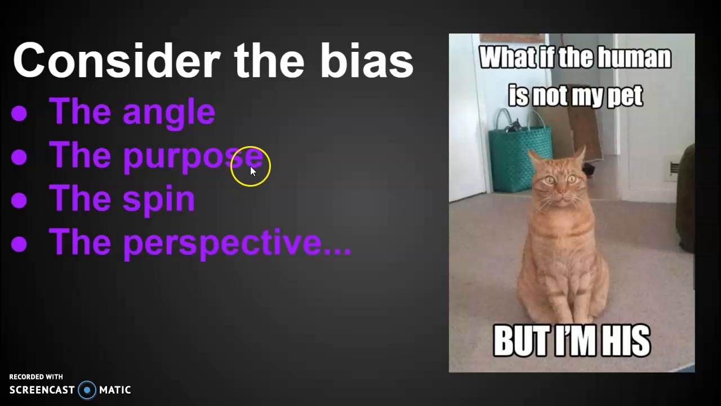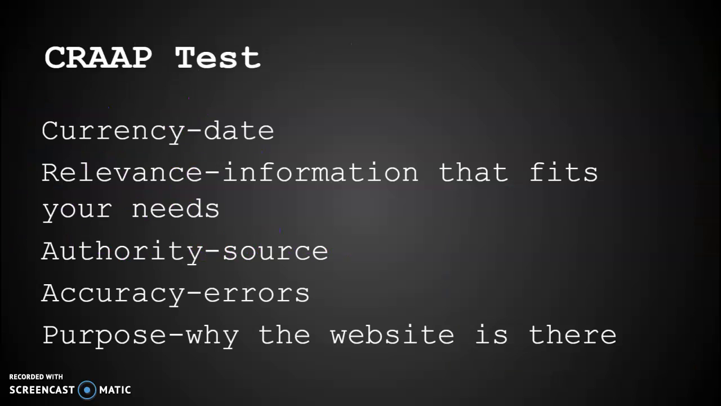Considering the bias. The bias is an angle. So, for example, a lot of people say, oh, people that wear glasses are smarty pants. Is that true? Or is that a bias? You want to consider what is that person's angle, their purpose, their spin. What's their perspective? Know that there's always more than one. You want facts, people. You want the facts, not somebody's opinion.